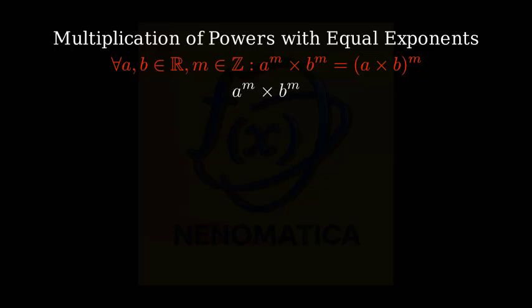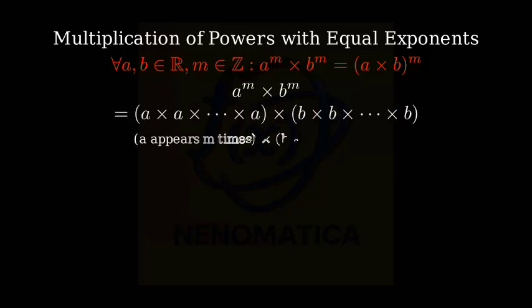We start with the left side of the equation, a to the power m times b to the power m. First, let's expand what these exponents mean. Remember that a to the power m means multiplying a by itself m times. So a to the power m can be written as a times a repeated m times. Similarly, b to the power m means b times b repeated m times.